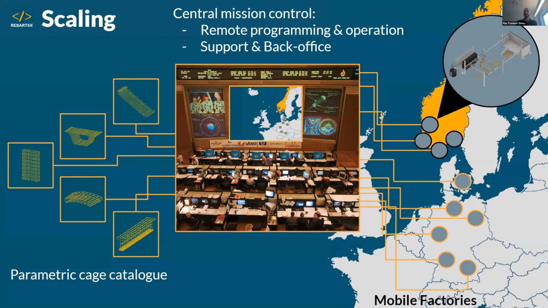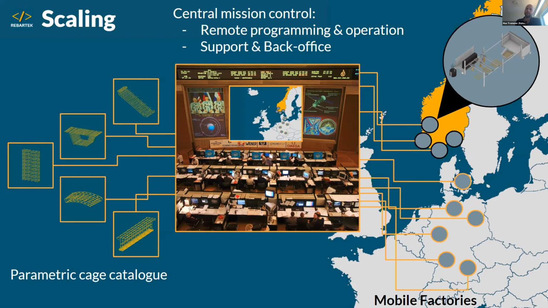The scaling that we're going to do is, you see this awesome mission control room in the middle. That's going to be us. And then on the right side, you see the mobile factory is going to be set up on several locations, and we're going to program and run them remotely. And on the left side, you see our catalog, our library of different cage models that are available in our plugin that you can easily adjust and configure to your projects. And this scales quite nicely.